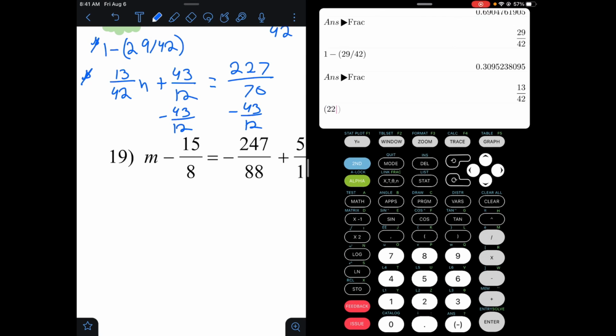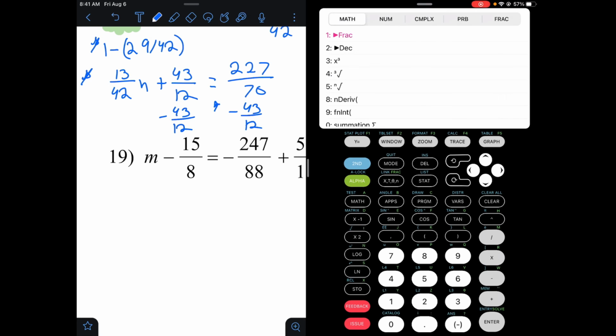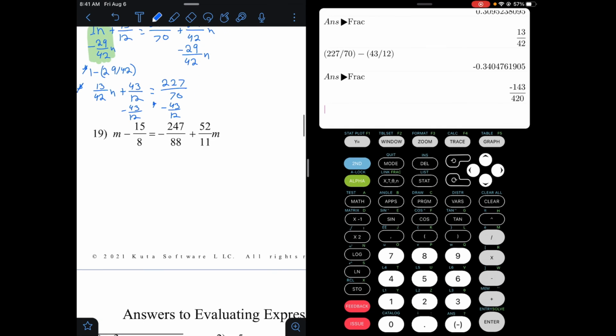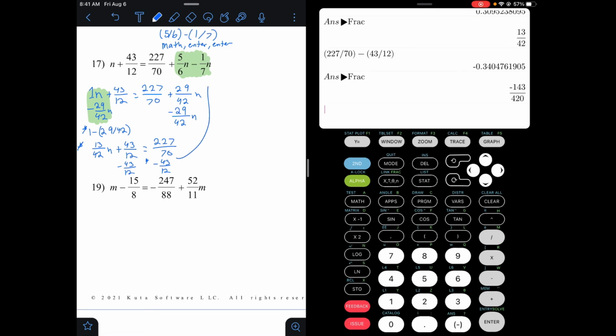So I've got 227 divided by 70 minus 43/12. Again, tell me what you get. So when I do that, I get negative 143/420. All right, so I would rewrite this. I'll bring my work up here. We've got 13/42 n is going to equal negative 143/420.